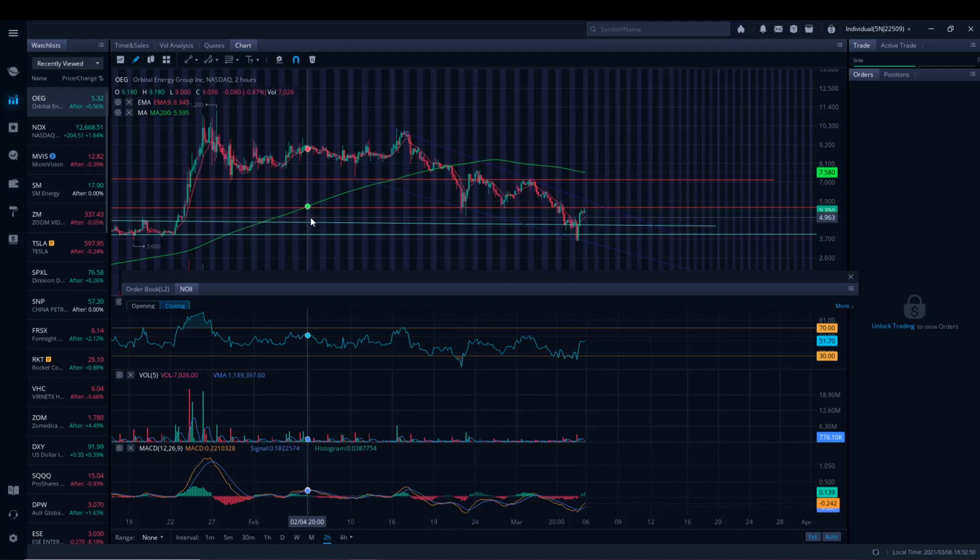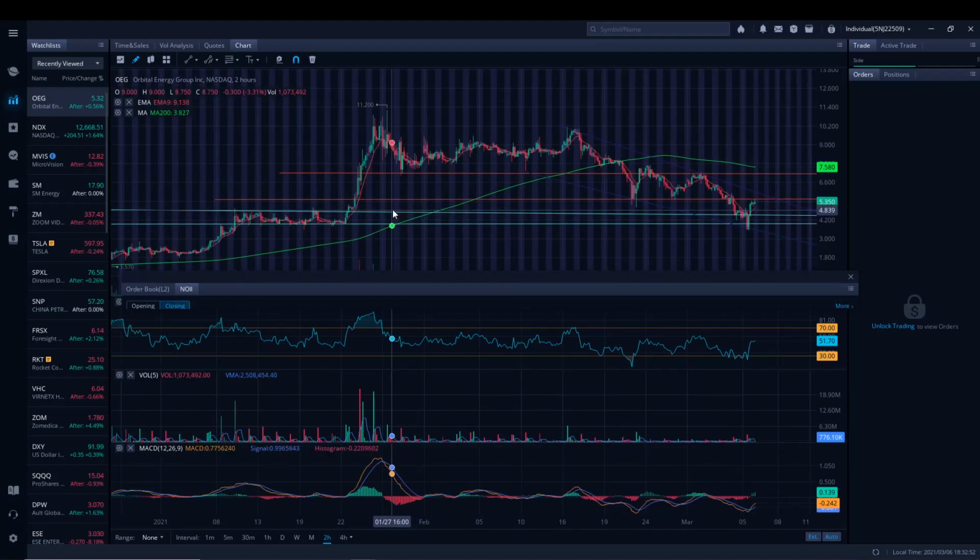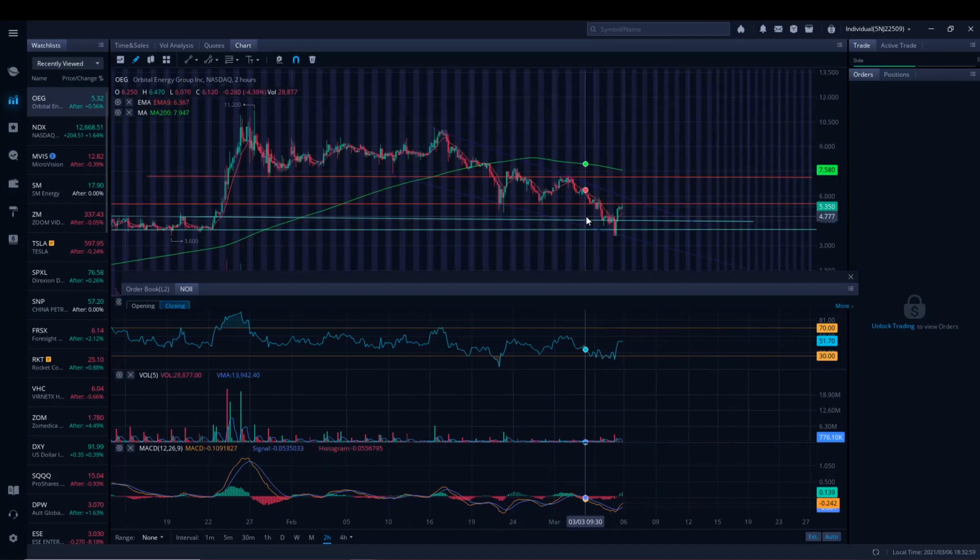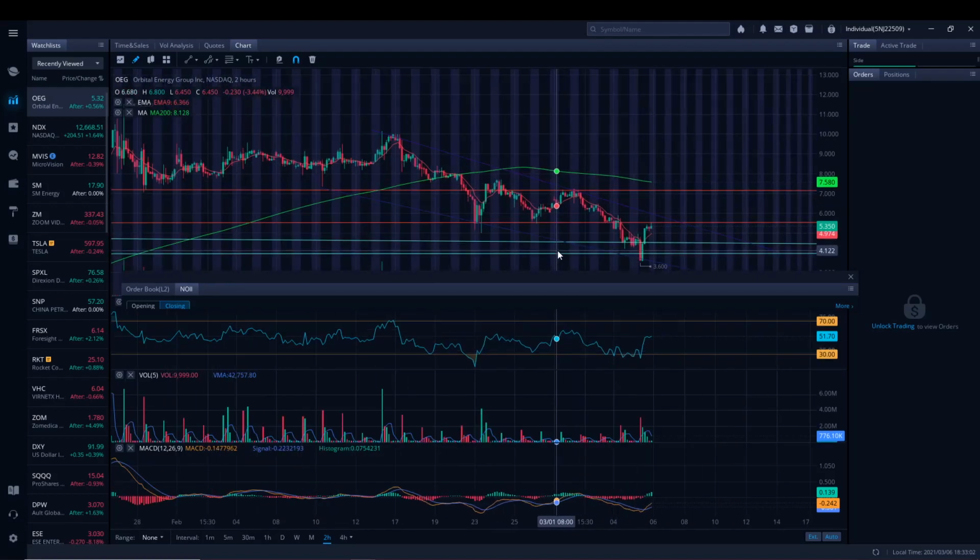And we also did regain the resistance of the consolidation over here. So it is now a support at $4.70. So keep an eye on these two key levels.